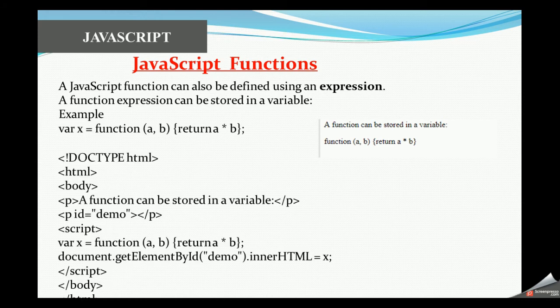Now let's see how. You can see again a paragraph with id demo. You are again using getElementById and .innerHTML. You are storing the whole function in x, so whatever is stored in variable x will be given to demo, and this demo has been used in this paragraph, so it will give you the output.